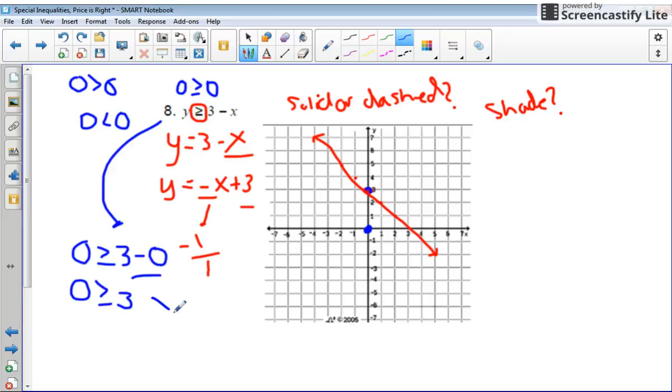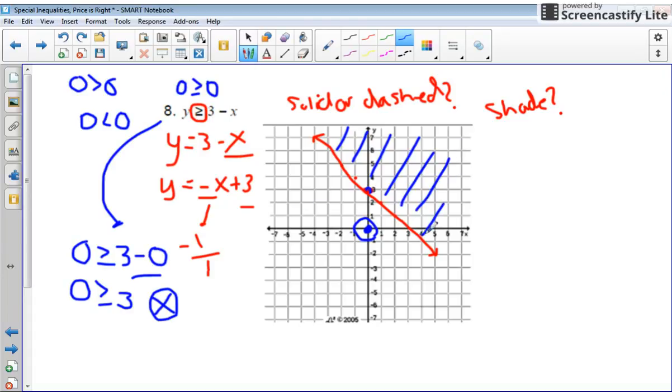Okay, I know that that is not true. And if it's not true, that means that is not a working solution. The point (0, 0), this point right here, doesn't work. And if it doesn't work, I'm not going to shade on its side. In fact, there's only one other side to shade, so by process of elimination, I'm going to shade on the other side.